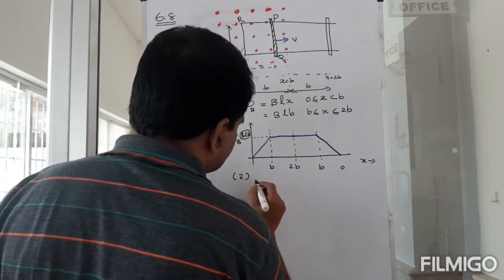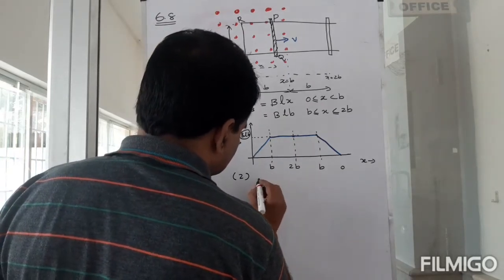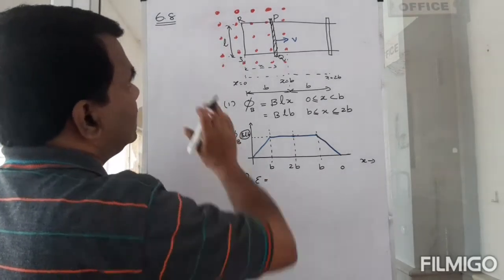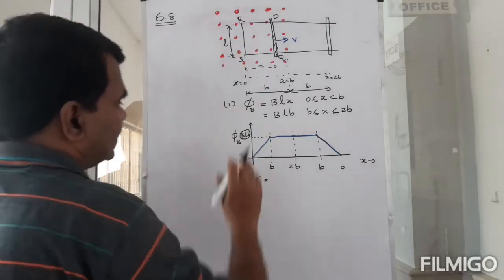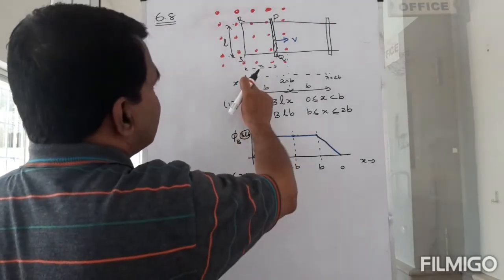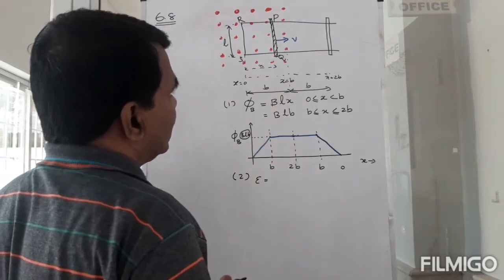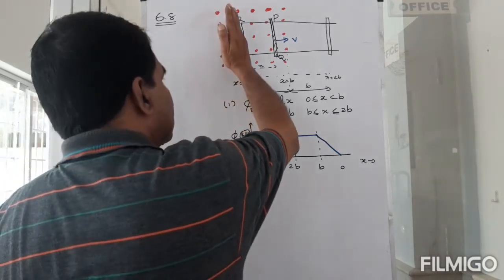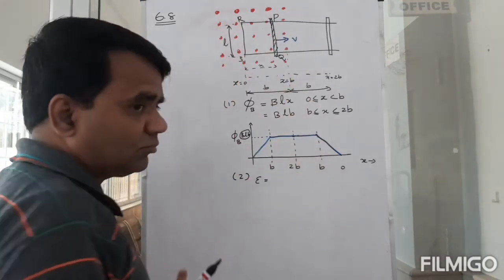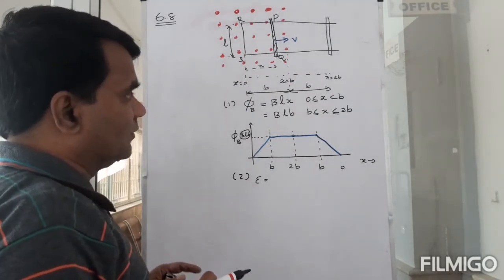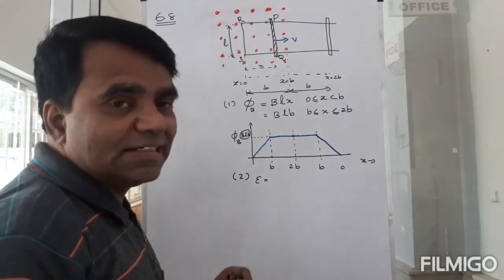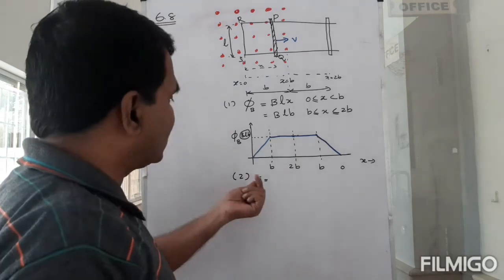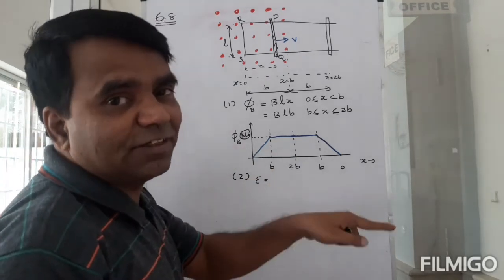The EMF E, let's see, that's equal to the rate of change of flux, right? So from 0 to B, what are you going to get? From 0 to B, the flux is increasing. So if the flux is increasing, then d phi by dt you will get a positive value. But what is E? E is negative of d phi by dt.